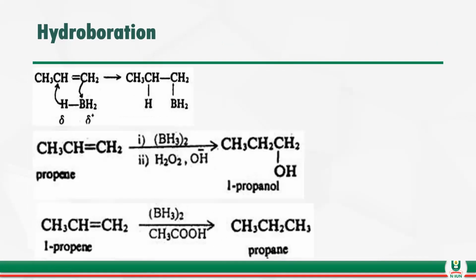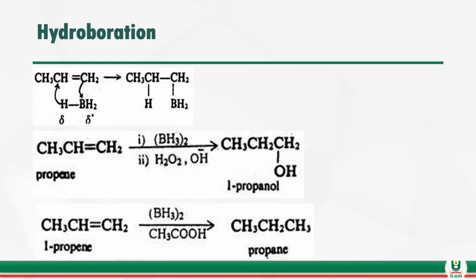Hydroboration. In hydroboration, we use borane. This is borane. The hydrogen of borane comes to this position, then this BH2 comes to this position. And then finally, it gives us this product, and this product can give either an alcohol or an alkane, depending on the next thing that happens to the borane.